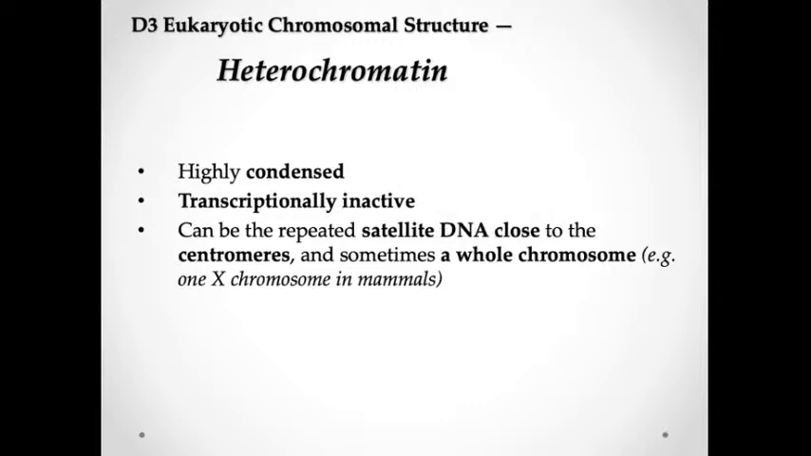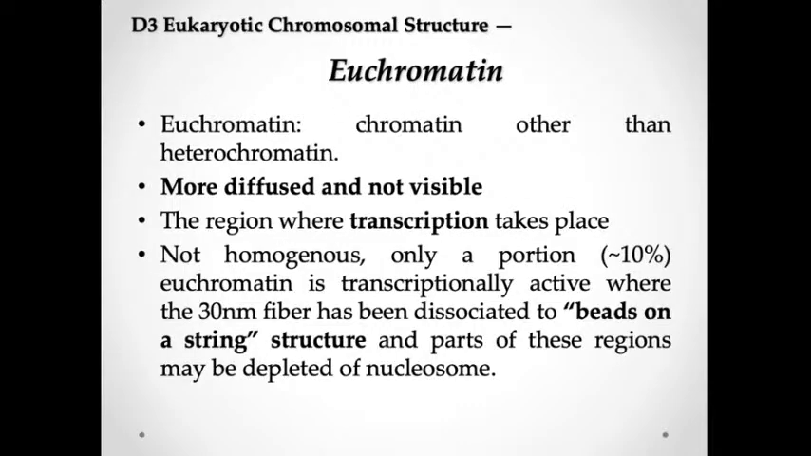Then comes the next part of chromosomes, that is heterochromatin and euchromatin. Heterochromatin is highly condensed material, transcriptionally inactive, can be repeated satellite DNA close to the centromeres, and sometimes a whole chromosome. Euchromatin is chromatin other than heterochromatin, more diffuse and not visible, the region where transcription takes place, not homogeneous, only a portion. Euchromatin is transcriptionally active, where the 30 nanometer fiber has dissociated to beads on a string, and parts of these regions may be depleted of nucleosomes.